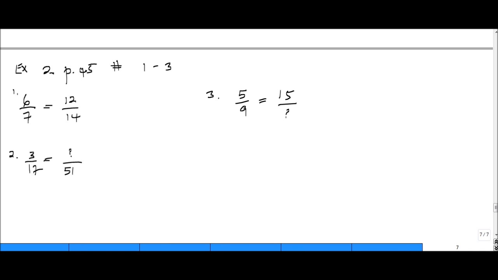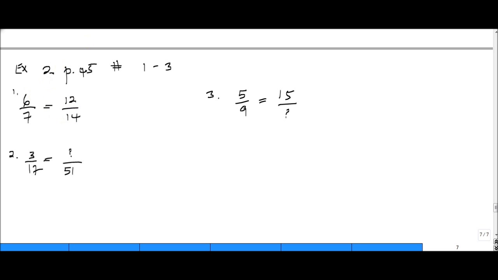So now we move on to exercise 2, page 45, and we're going to be looking at number 1, 2, and 3. Following the same principle of establishing what factor we can use to make equivalent fractions. So here they have in number 1, they did number 1 for us already. They have 6 sevenths is equal to 12 fourteenths.